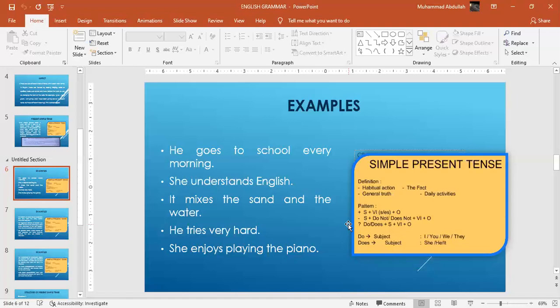I hope you have got the concept of how these patterns or formulas have made the whole structure of three different types of sentences so simple, so clear when we use them in simple present tense or indefinite tense.